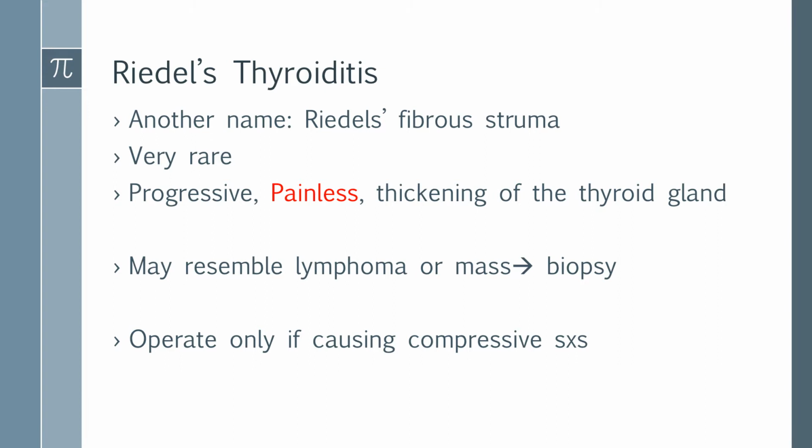It may resemble lymphoma or a mass, right? Because, I mean, anaplastic carcinoma of the thyroid, for example. So you biopsy it, right? And it shows Riedel's. And you only operate if you have compressive symptoms. Now, if you're going to progressively thicken the thyroid and make it into fibrotic tissue, you're going to become hypothyroid down the line. And when it happens, you start replacing the thyroid hormone with levothyroxine.